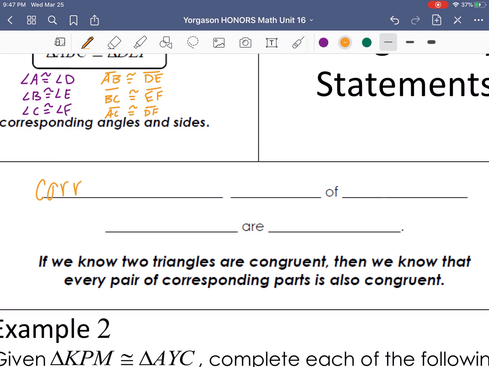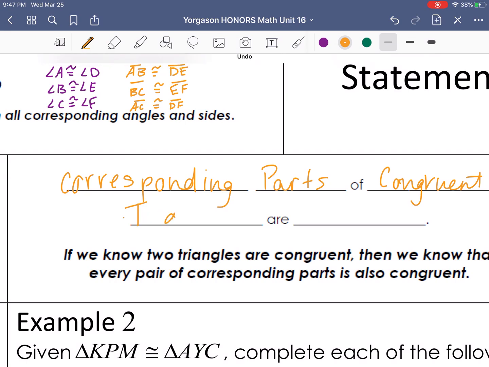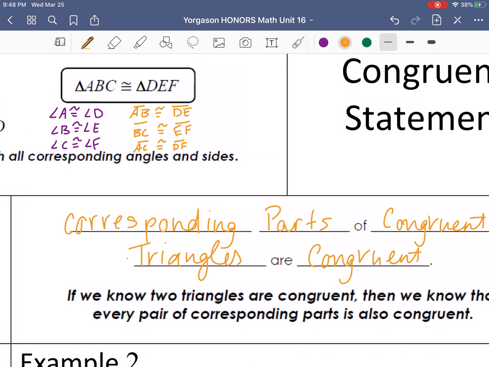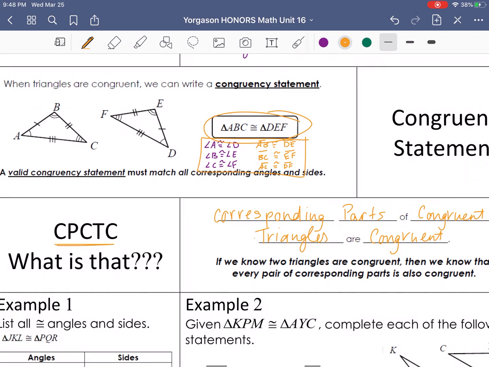It stands for corresponding parts of congruent triangles are congruent. And what that is saying is that if you have congruent triangles like this, then we know all 6 of these things are true. And it is such a common phrase in mathematics that it's generally understood that this abbreviation knows that it's talking about that.